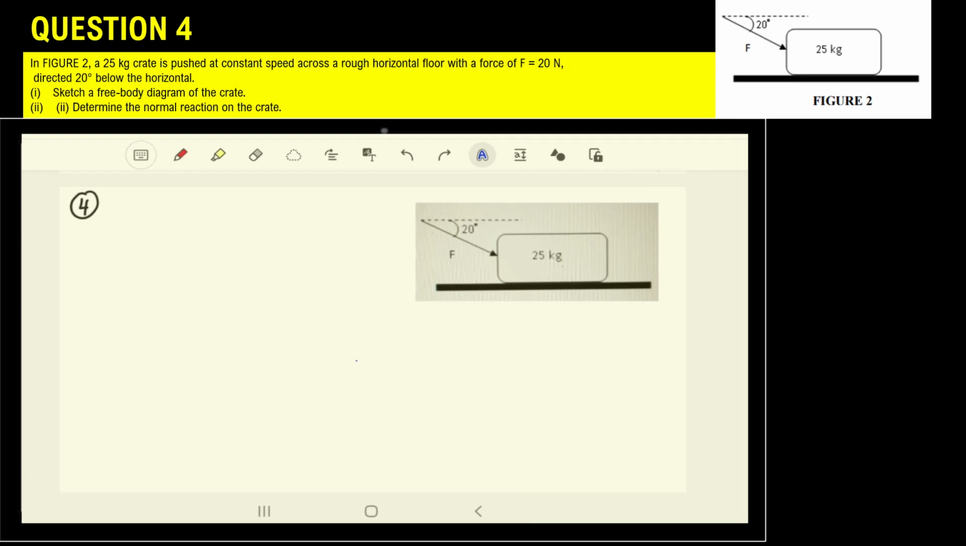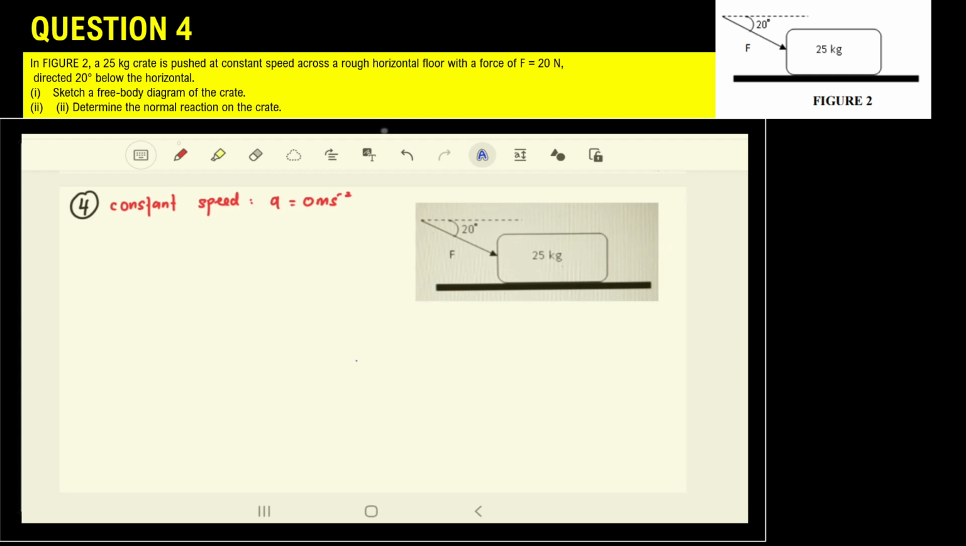Okay, question number 4. A 25 kg crate is pushed at constant speed. So when we talk about constant speed, it means that the acceleration is equal to 0. Okay, excellent. Now the object is across a rough horizontal floor. So when we put a force at an angle of 20 degrees and try to push the object, what happened? It will move in this direction. Okay, the direction of the motion should be to the right.